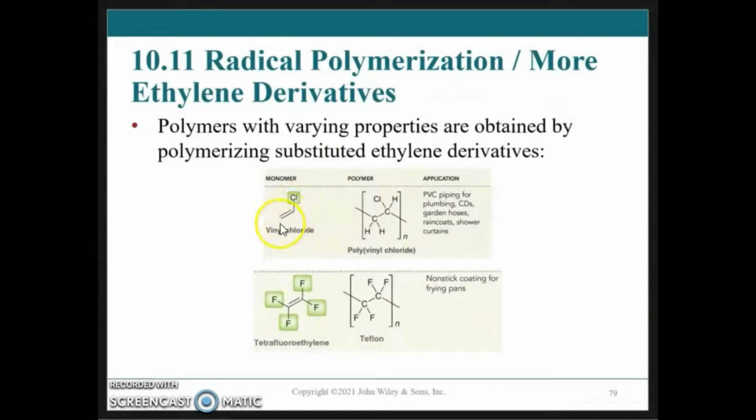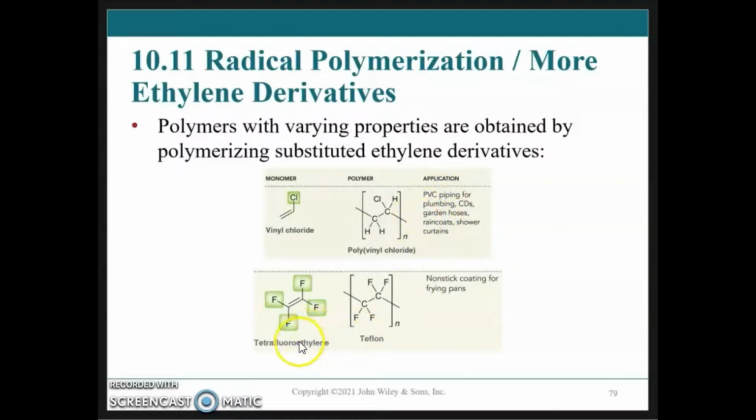Chlorine substituted ethylene monomer is vinyl chloride, and polymerizing this gives us PVC. You're probably quite familiar with the white PVC pipe that's used for waste lines and irrigation, lots of plumbing, compact discs, not so common anymore, garden hoses, raincoats, shower curtains, lots of different materials, from quite rigid like piping to quite pliable like a shower curtain. There are different additives in the polymer that will give it these properties, plasticizers.